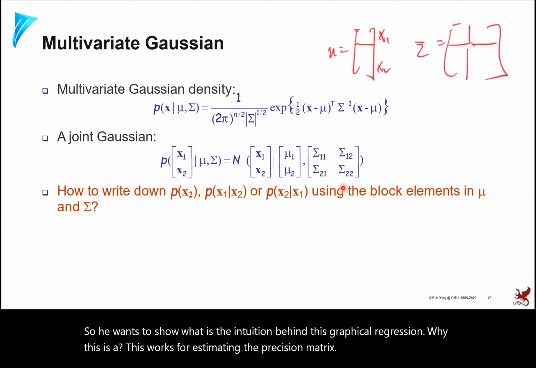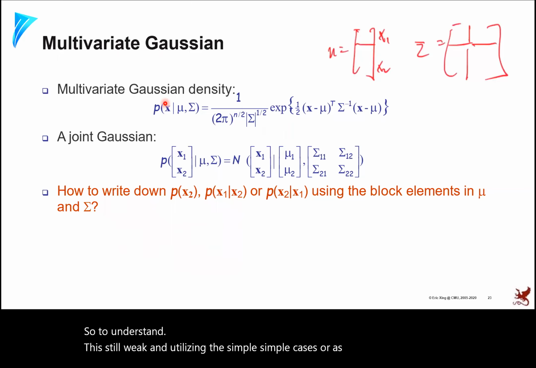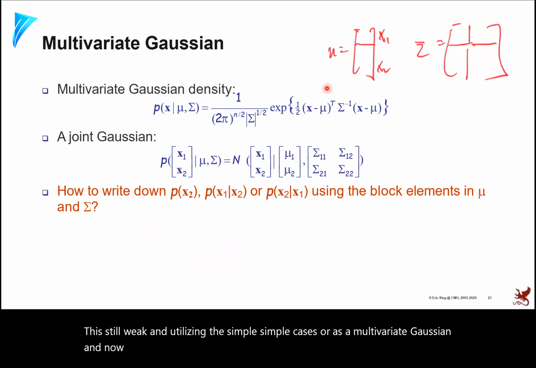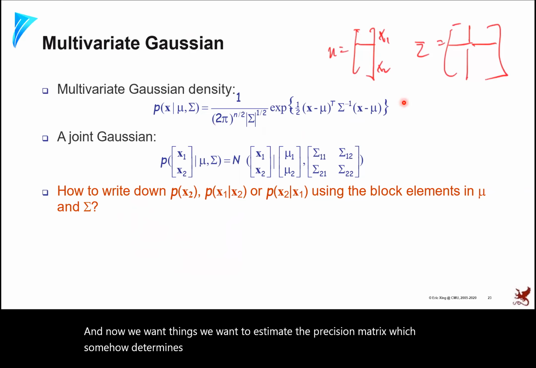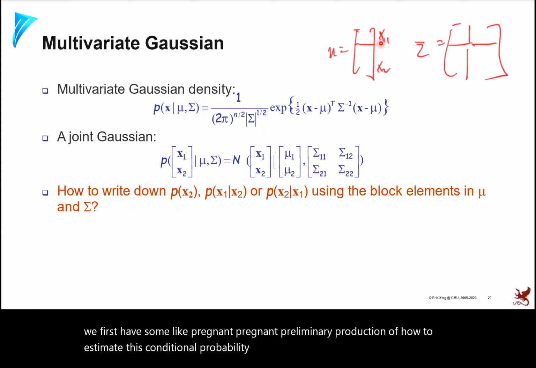Okay, so to understand this, we can still utilize, in the simple cases, the multivariate Gaussian. Since we want to estimate the precision matrix, which somehow determines the conditional probability of one variable to the others, we first have some preliminary deduction of how to estimate this conditional probability, which is the basic deduction for the multivariate Gaussian.